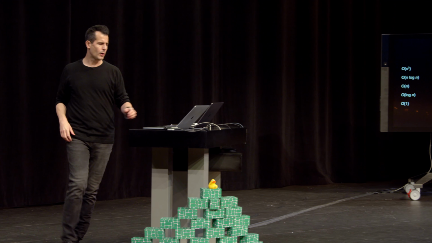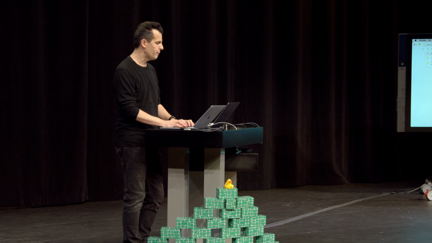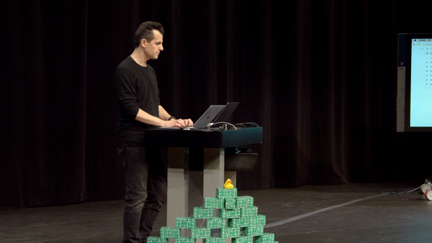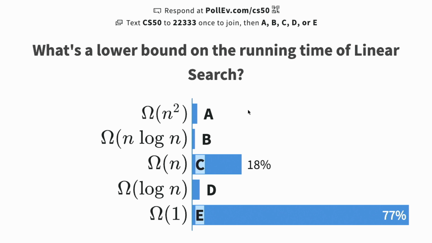Brian, could we go ahead and pull up this question? Let me go ahead and pull it up on my screen as well. If you go to our usual URL to propose what you think an upper bound is on the running time of linear search.